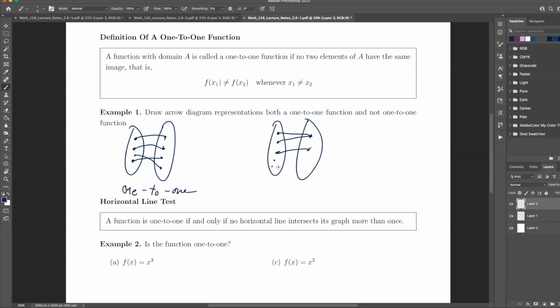You could have something unique get sent to something unique, but the second you have two elements that get sent to the same thing, it's not one-to-one. Let's draw this. You could have three elements go to one. That also breaks it, as long as there's more than one. So this is not one-to-one. And we sometimes write one-to-one this way.